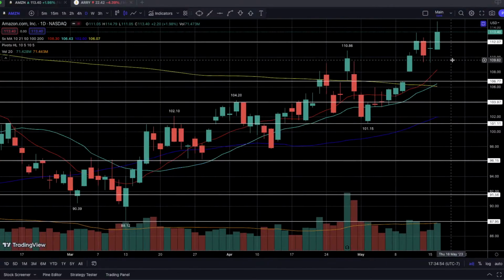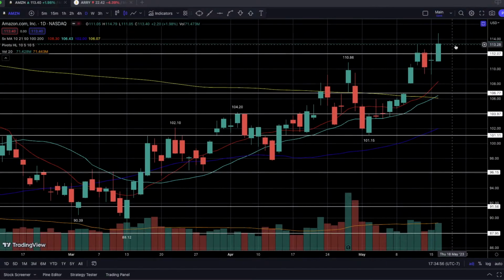Now let's go over Amazon. So this was the triple digit percentage return. This is the one thing that you guys should be looking at.